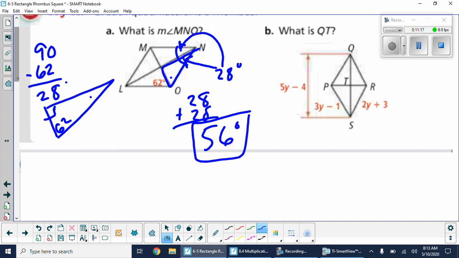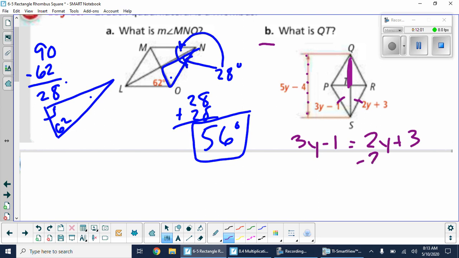Okay, so this one's a little bit tricky. Actually, you know what? Now that I take a quick peek at this one, it's not as bad as it may have seemed at first. So what it's asking in part B is, what is the length of QT? That's this way, halfway of the diagonal. Now we know the whole diagonal is this 5y minus 4. We're going to need to find half. We'll get to that point in a second. But what we need to do, they give us these two other sides that are 3y minus 1, 2y plus 3. We know those two sides are equal because it is a rhombus. So let's set up an equation. 3y minus 1 equals 2y plus 3.